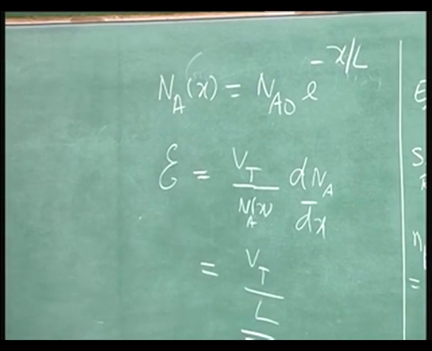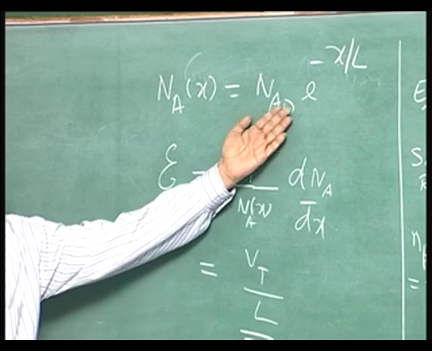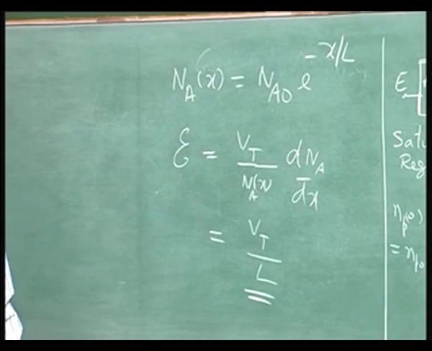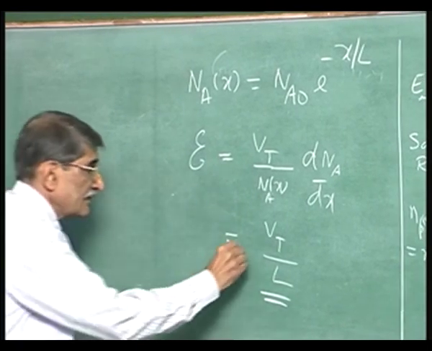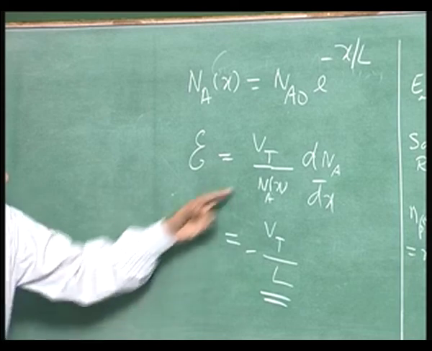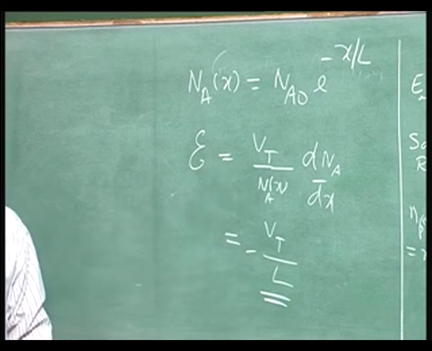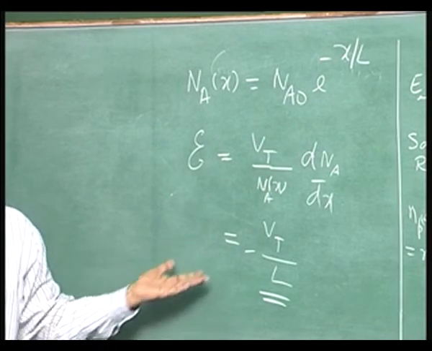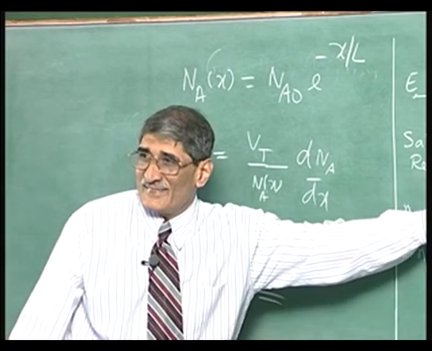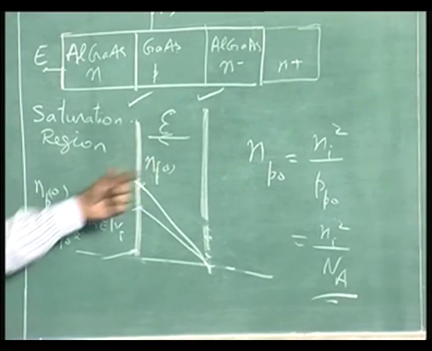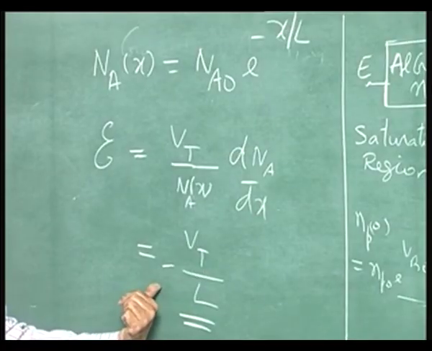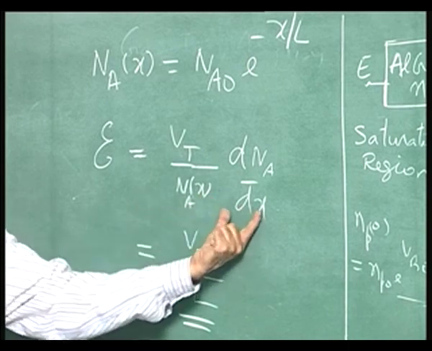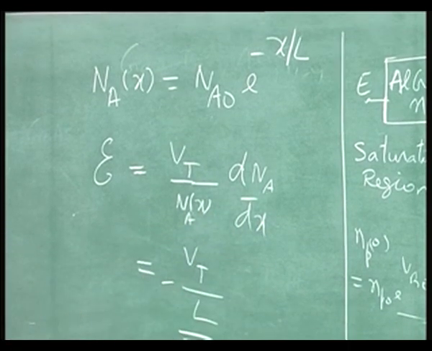Vt by L. dNa by dx is this, into, divided by L, and that is the quantity. You will get that electric field as minus. From here the minus sign comes, and this tells you that the electric field is in that direction. So, the minus sign is right, it must be there, otherwise whatever we have been telling is not correct. In fact, that tells you dNa by dx is negative. So, it is a constant electric field.